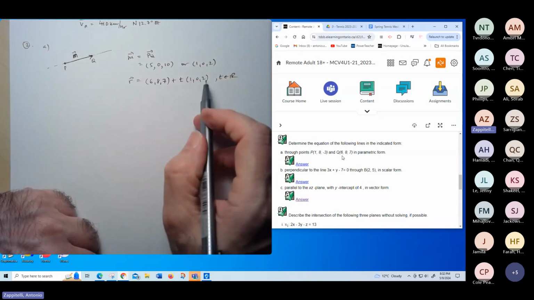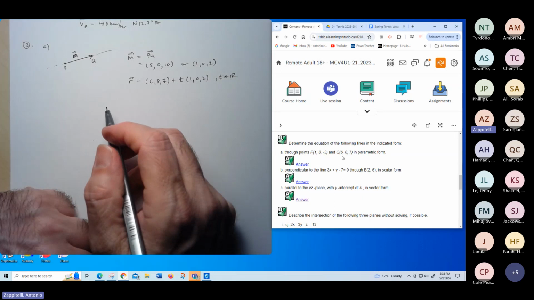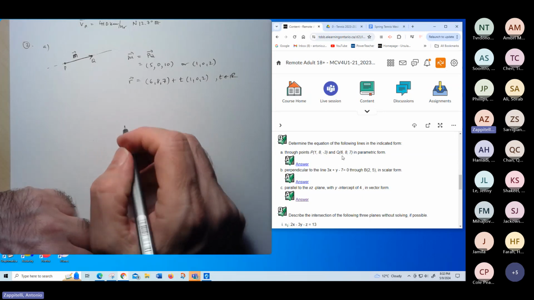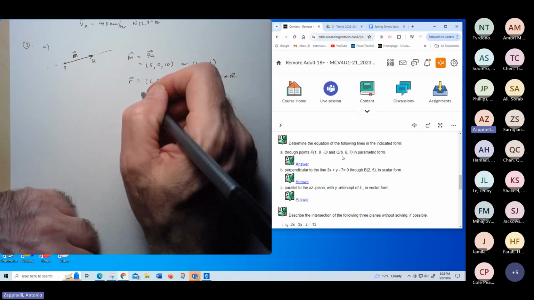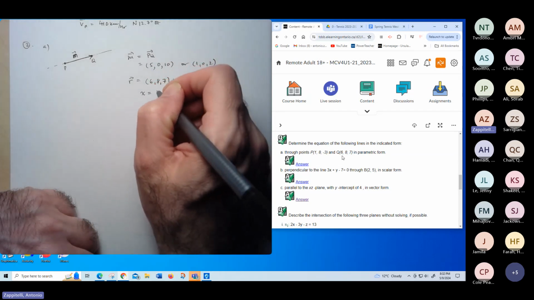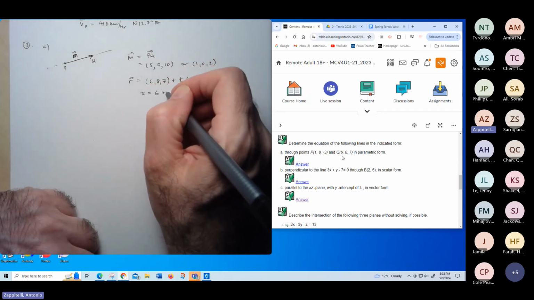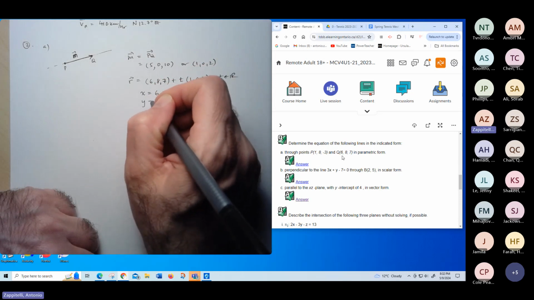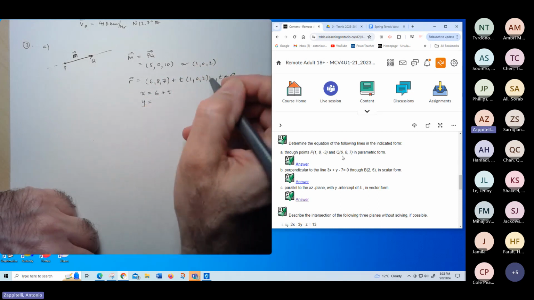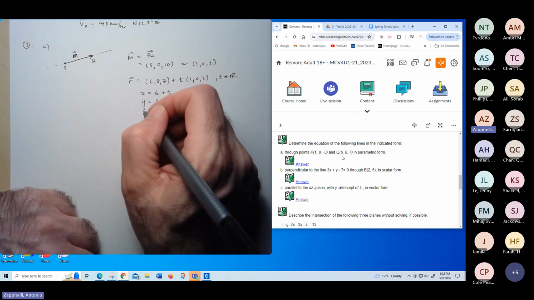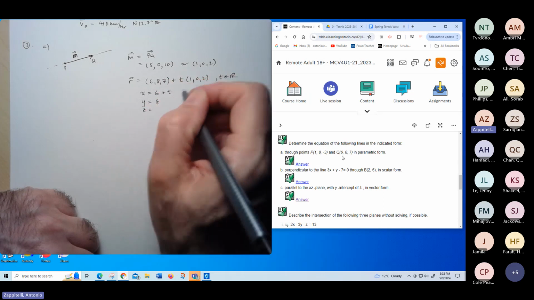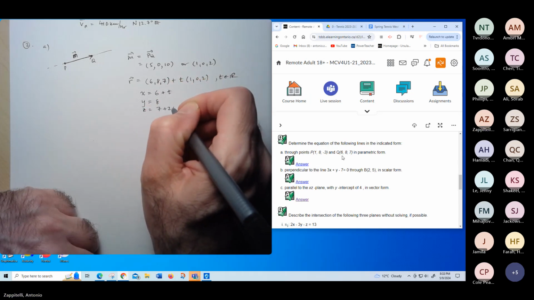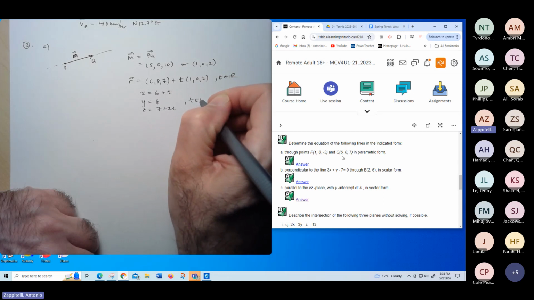Now this is vector form. If we want to write it in parametric form, we just separate out the 3 components. So x would be 6 plus t, y would be 8 plus 0t, so just 8, and then z would be 7 plus 2t. And here t can be any real number.